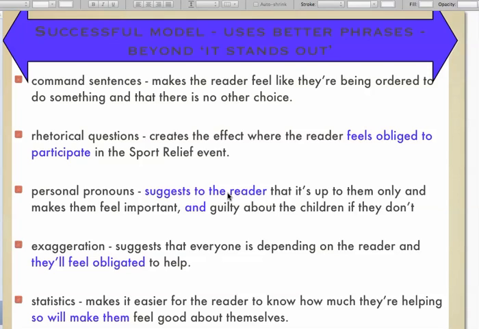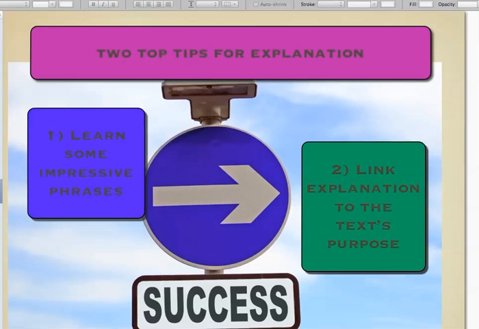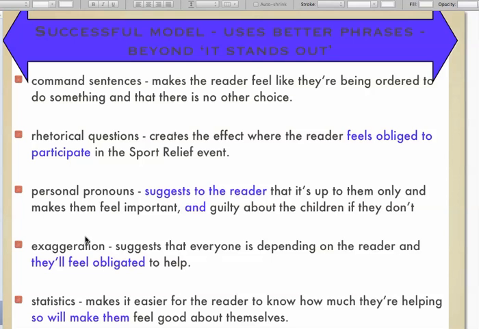It's just this one has thought about what the text is trying to achieve. So this idea about linking to the text purpose, they've thought, right, this is trying to get us involved in this Sport Relief thing, and their explanations make reference to that. Their explanations talk about that. It makes them feel important and guilty about the children if they don't. That's the children that they're raising money for. It suggests everyone is depending on the reader and they'll feel obligated to help.